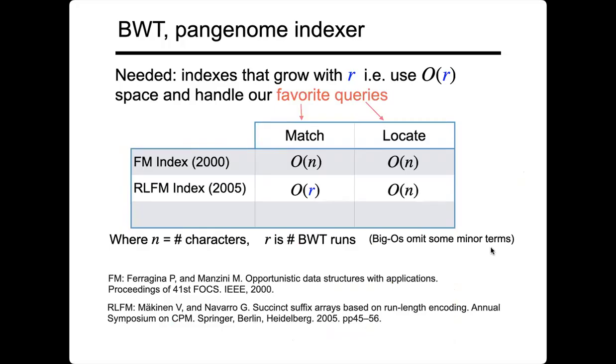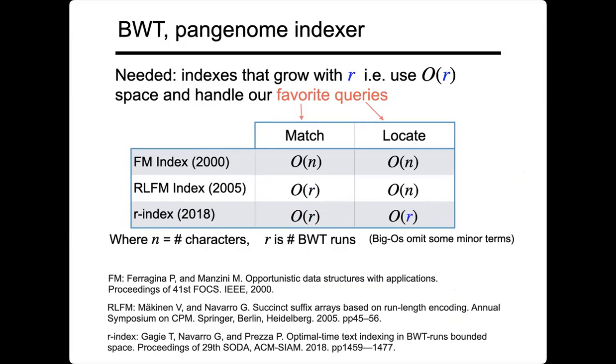So again, what do you think happened? Maybe 5 years later, we got the locate query. No, it took another 13 years. So 13 years later, there was finally a publication that said, aha, we can do them both in big O of R space. And that was something called the R index. The R index is the foundation for everything else I'm going to talk about. This was a very important breakthrough.